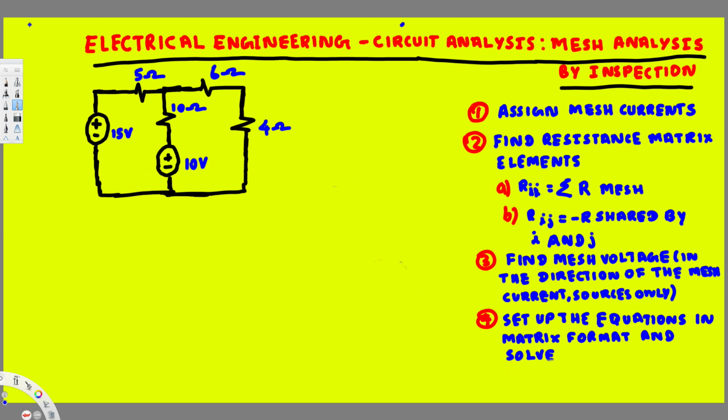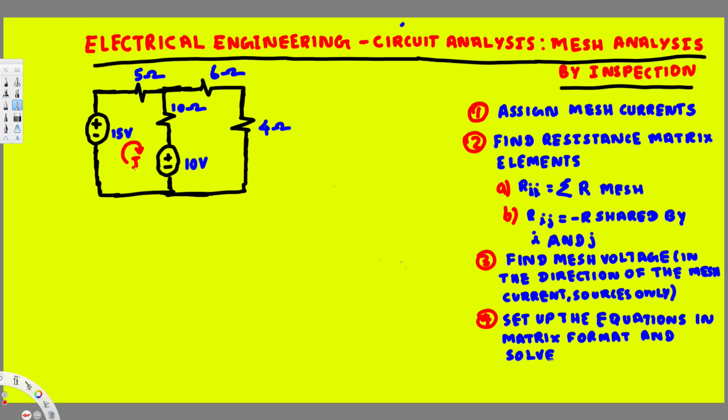What's going on, guys? In this video we are going to see how to find out unknown branch currents and mesh currents using the mesh analysis by inspection method. In order to do this method we have to follow these 4 steps. The first step is assign mesh currents. Assigning mesh currents means we assign a mesh current to each loop.